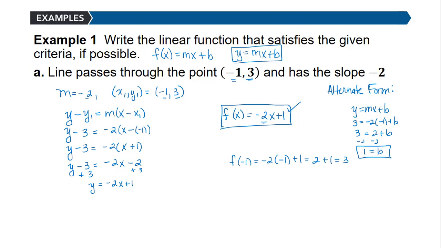So now we know the value of b, we know the value of m, so therefore y is equal to negative 2x plus 1, which is what we found with the point-slope form. So either way is correct.